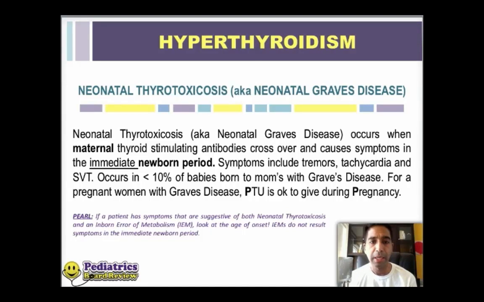So a pearl: if a patient has symptoms that are suggestive of both neonatal thyrotoxicosis and an inborn error of metabolism, look at the age of onset. Inborn errors of metabolism don't typically result in the immediate newborn period, so you're probably dealing with thyrotoxicosis.